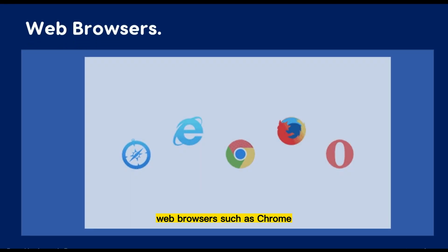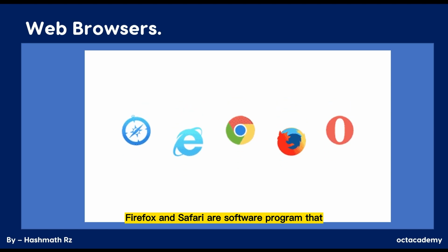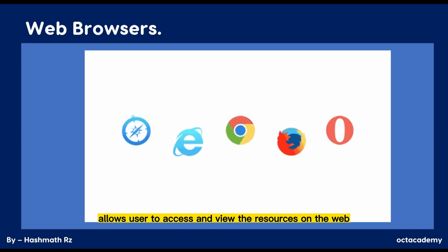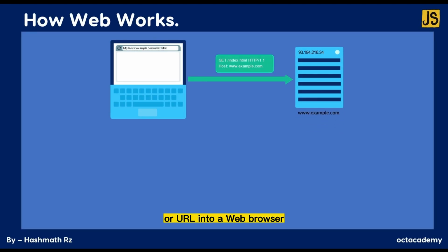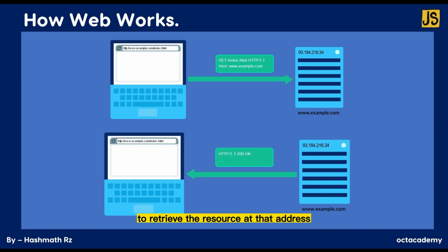Web browsers such as Chrome, Firefox, and Safari are software programs that allow users to access and view the resources on the web. When you type in a web address or URL into a web browser, the browser sends a request to a web server to retrieve the resource at that address. The server then sends the resources back to the browser, which displays it for the user.